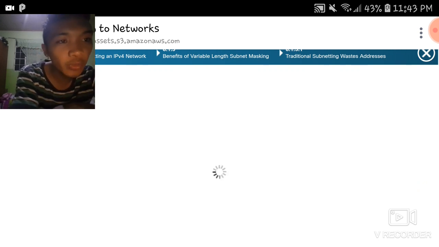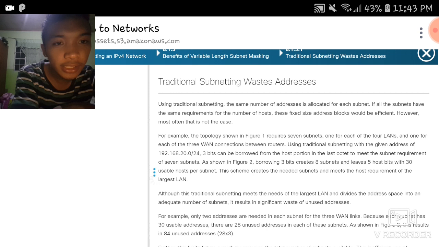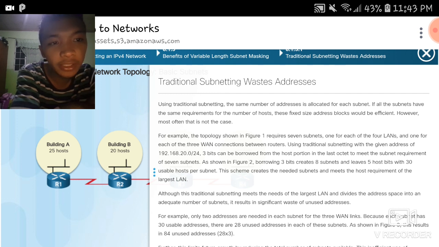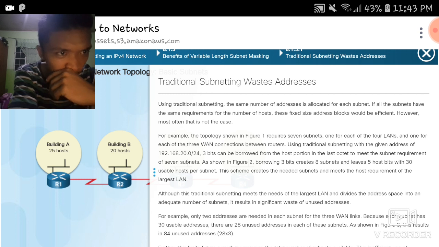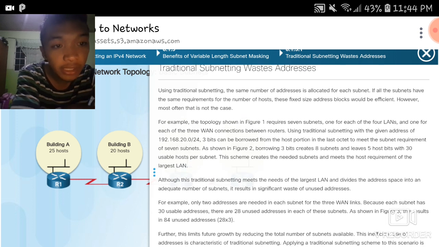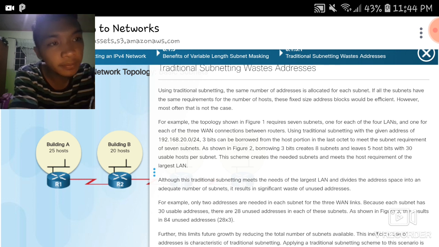Traditional subnetting wastes addresses. Using traditional subnetting, the same number of addresses is allocated for each subnet. If all the subnets have the same requirements for the number of hosts, these fixed-size address blocks would be efficient. However, most often that is not the case. Although this traditional subnetting meets the needs of the largest LAN and divides the address space into an adequate number of subnets.